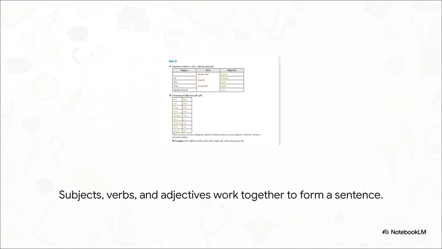For example, the subject I goes with the verb am, and the adjective bored. I am bored. Simple, right? Or with another subject. He is friendly, and they are polite. Each little word has its own special job to do.